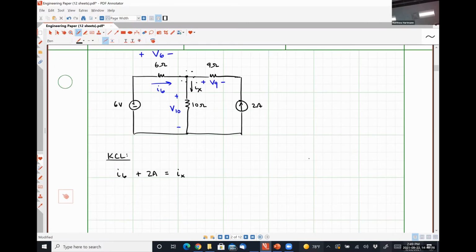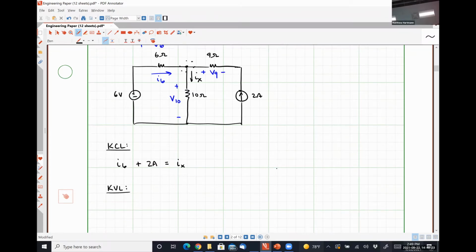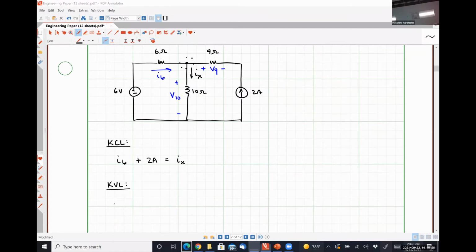We could write a Kirchhoff's voltage law equation around our left-hand loop. So we would have negative 6 volts plus V6 plus V10 is equal to 0. So we now have 2 equations and 4 unknowns.